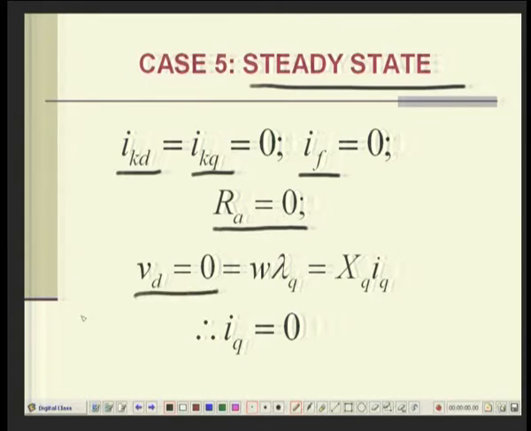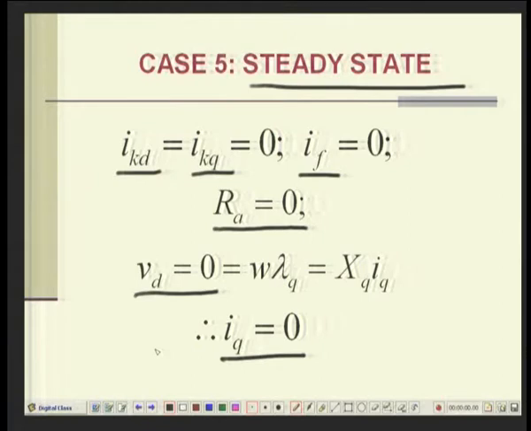is 0, because there will be currents induced initially. What will happen, there will be currents induced in the damper windings, then after some time damper winding current comes to 0, then there will be extra currents induced in the field winding to oppose that change of flux, where you want to maintain, okay, then IQ is 0, okay, and VD is omega lambda q is XQ IQ and IQ this is 0.